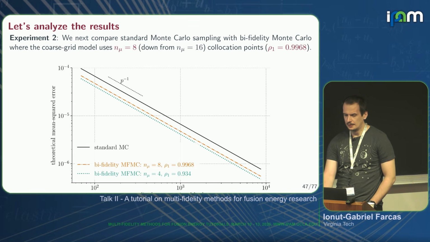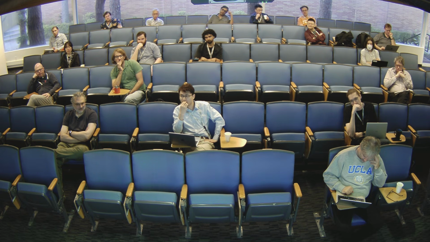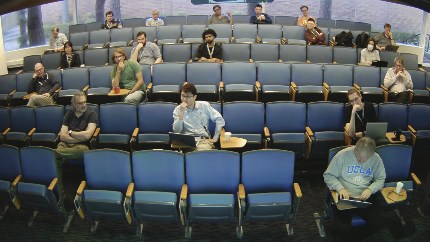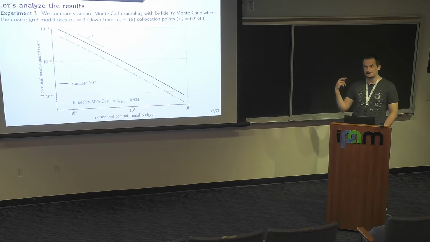So what is the x-axis? Oh, sorry, that's cut off. That's the budget. So I guess when you increase the number of collocation points from 3 to 8, the budget actually increases a lot? Sorry? In each experiment, the computational budget is the same in all experiments. What I change is just the setup for the low-fidelity model.